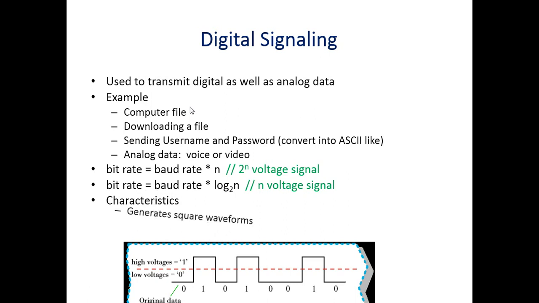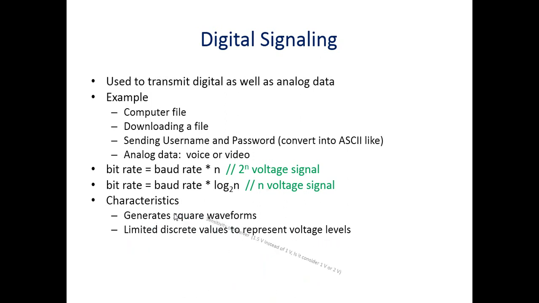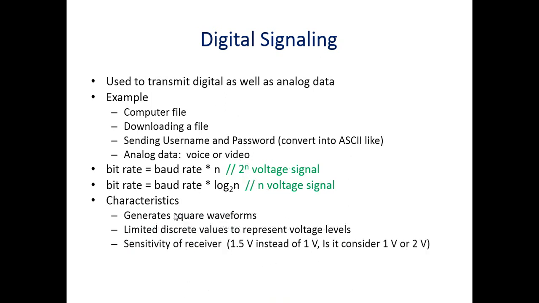There are some characteristics of the digital signal. The very first one is that it generates a square waveform. Here in the figure is the example. A digital signal generates the square form. Second is that it has very limited values to represent it, that is the 0 and 1 voltage levels. The third characteristic is that sometimes it is difficult for the receiver to identify the exact value.